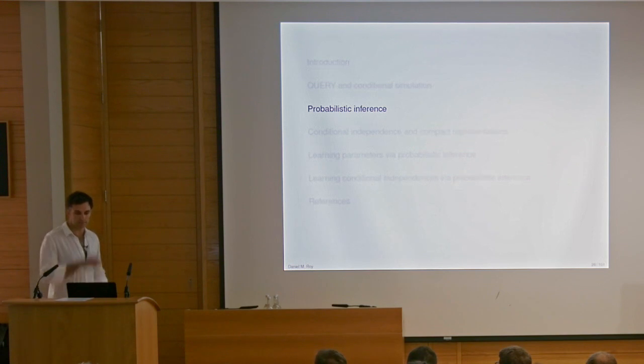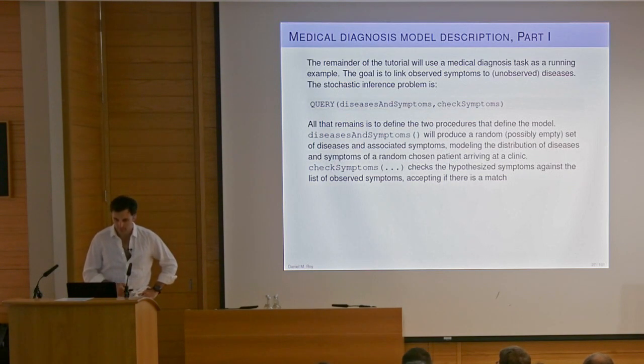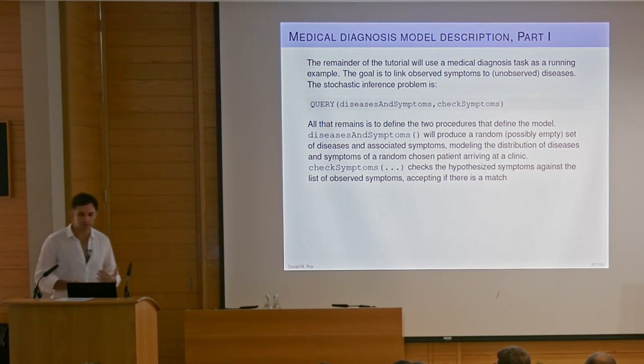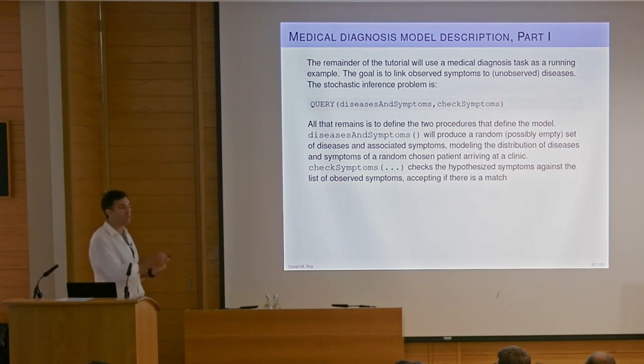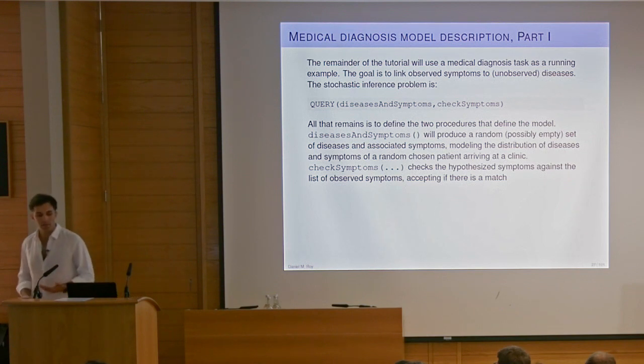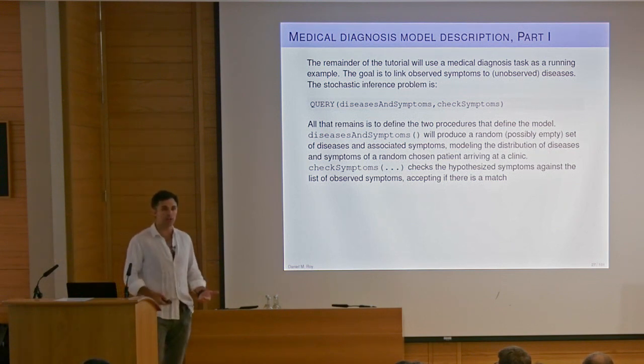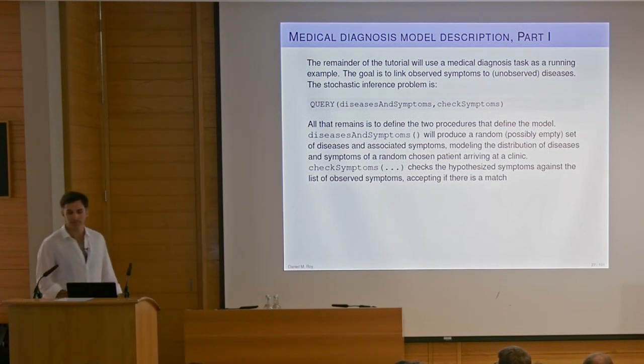All right, so here we are. So let's talk about some probabilistic inference. All right, so there's going to be this running example of medical diagnosis. And so what we're going to do is we're going to build the guesser and checker. They're going to be called diseases and symptoms and check symptoms. And they kind of do what you expect. So diseases and symptoms, if it's going to do its job, it better define or capture my beliefs about likely patterns of diseases and symptoms in a random patient entering my clinic, say.